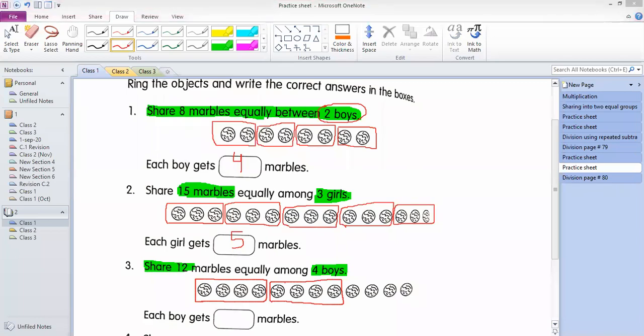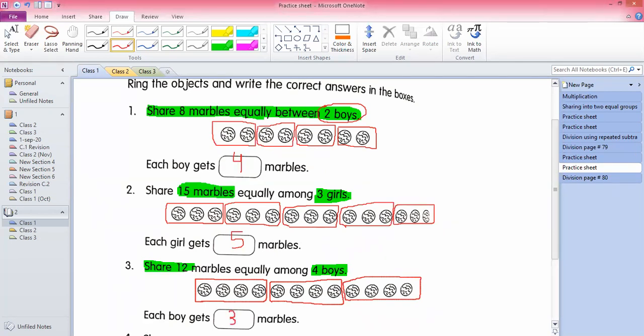Now count again. 1, 2, 3 and 4. How many groups you make? Count number of groups. How many groups are there? 3. So each boy will get how many marbles? Yes. Each boy will get how many marbles?